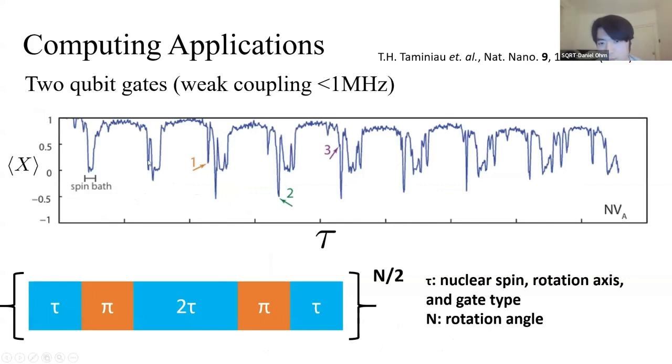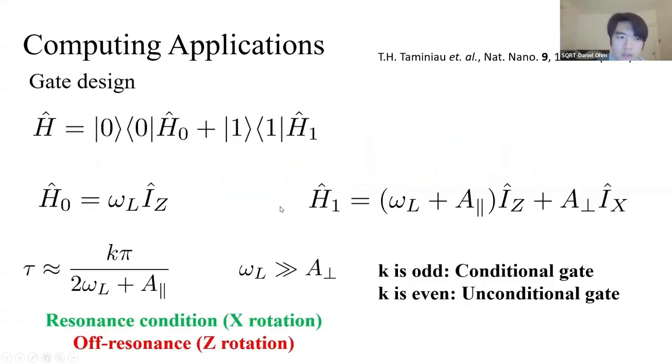So what they do is they perform this gate sequence, which is called the CPMG sequence, to determine what your nuclear spins are. So each of these peaks corresponds to a separate tau, which is the delay between the pulses, and a certain n, which represents the rotation angle of your gate. So how many times you repeat this sequence determines the rotation angle of your 2-qubit gate. And the T represents what sort of operation you're applying.